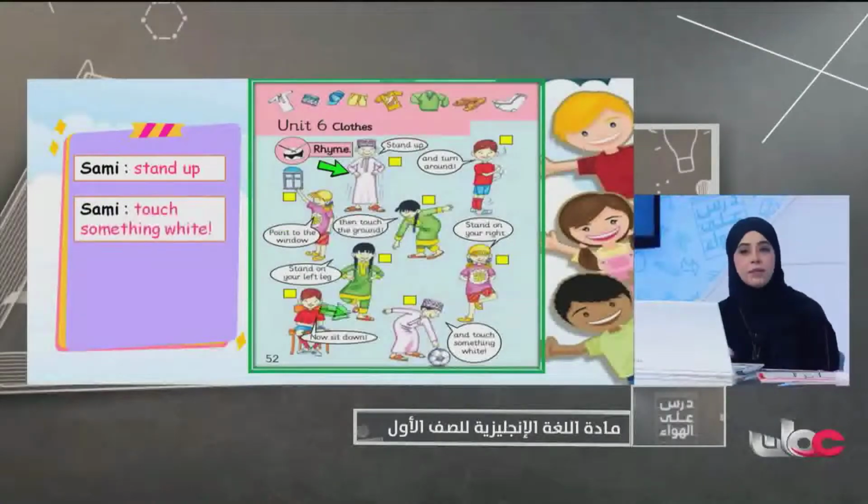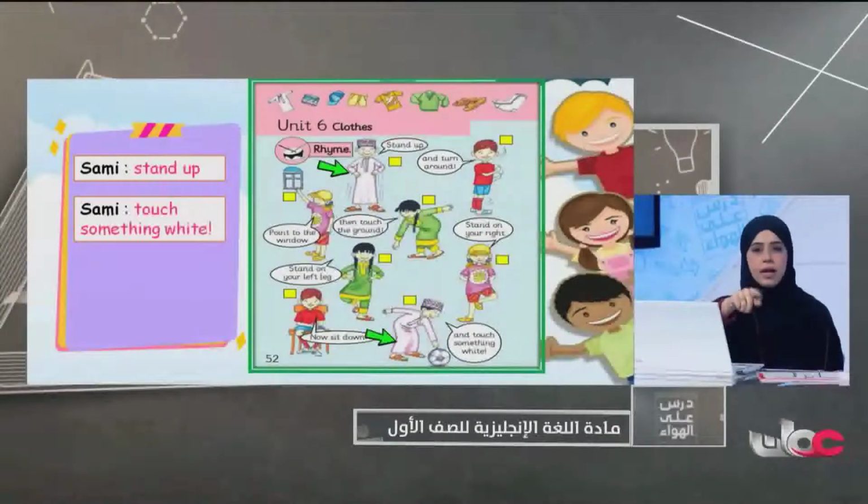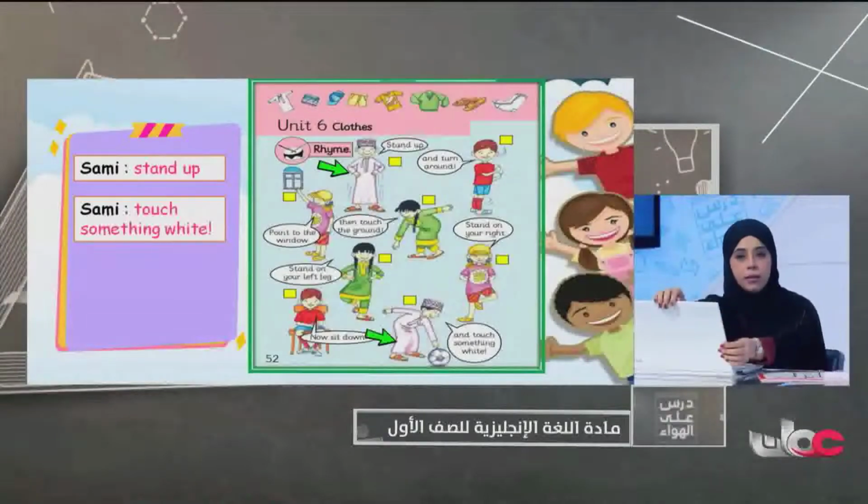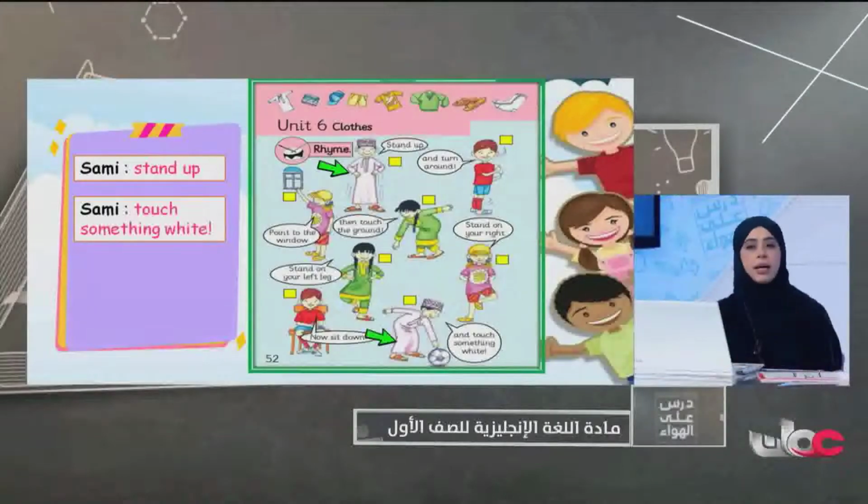Now look at the second picture for Sami. What is Sami doing there? You can see he is down in this picture. He is touching something white. Touch. Your teacher now is touching something white. Touch something white. As you can see, Sami is touching something white, which is the football. The football is white. So Sami is touching something white.